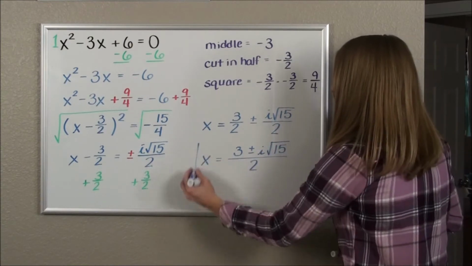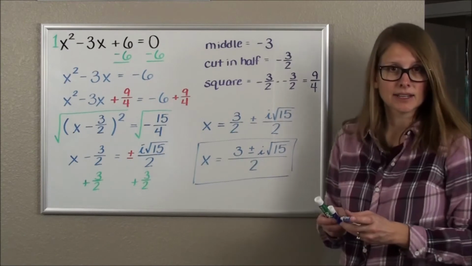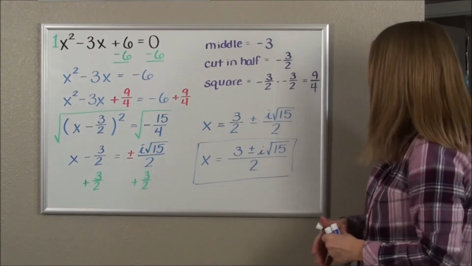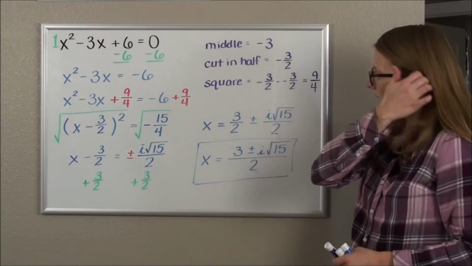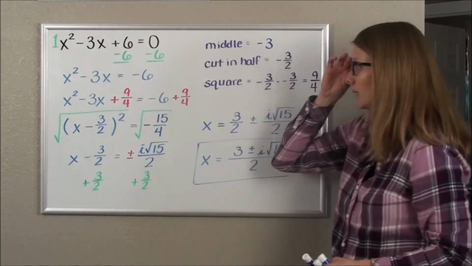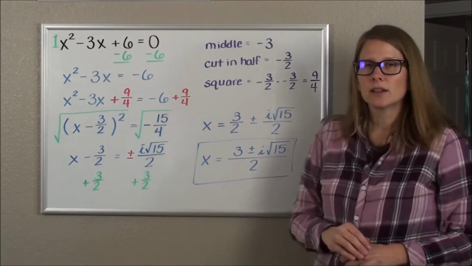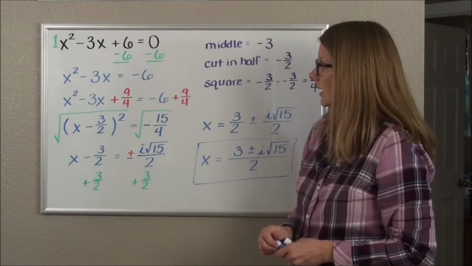And so now again, I have two solutions. I have 3 plus I square root of 15 all over 2. And I have 3 minus I square root of 15 all over 2. Again, that's two solutions to match the degree 2 equation that we had. Let's take a look at one more where we throw in an extra little kink and see if we can work through it.